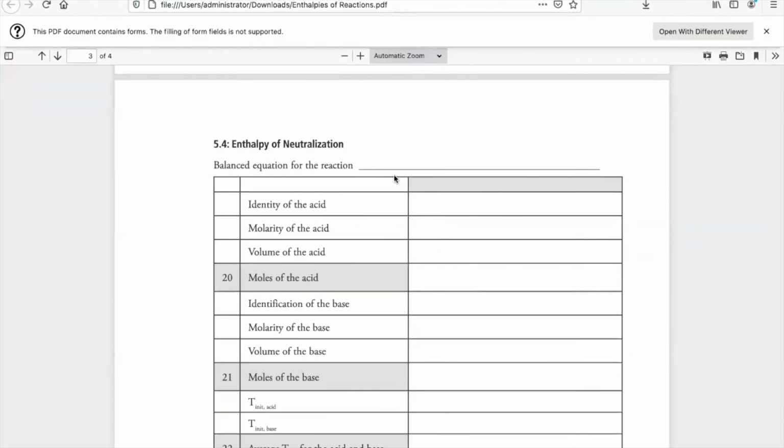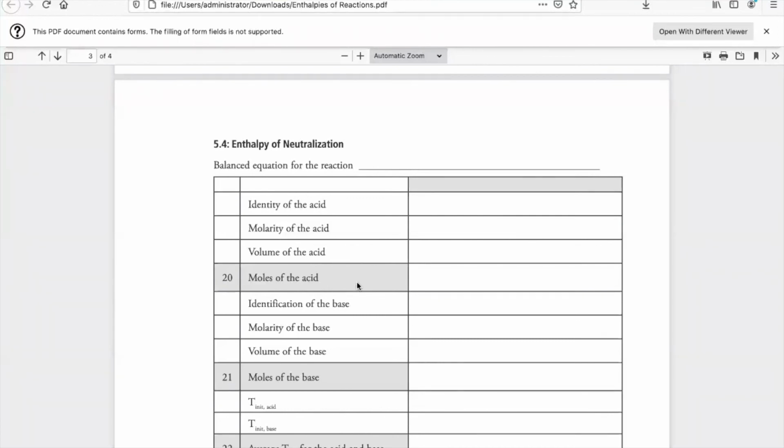Of course, everybody knows the balanced equation between HCl and NaOH, hydrochloric acid and sodium hydroxide. Read the background. You'll be asked to identify the acid. What is the acid? Molarity, you'll be given that. Volume, we just went through that. Number of moles, all right.